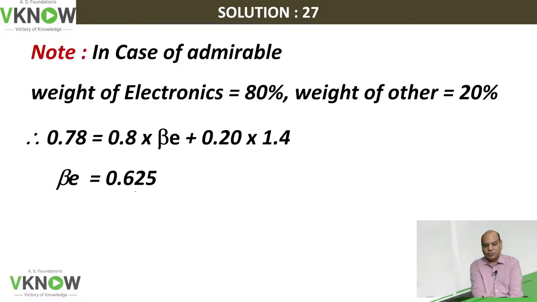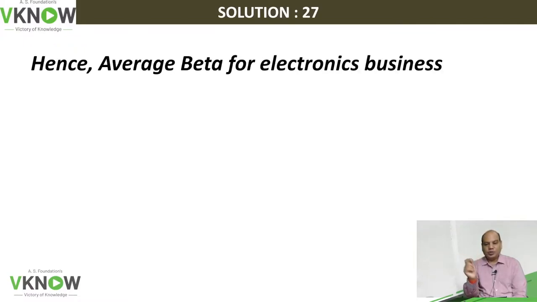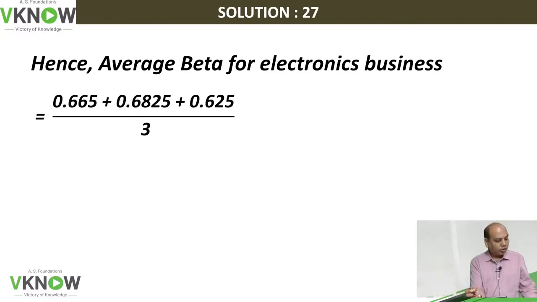So I got the answer from PV Divya, 0.625. Very good. Amazing. Some of you are really dedicated students. 0.625. Hence average beta for electronics business. This is for Superior, this is for Admirable electronic business, this is Meritorious electronic business. So overall beta, you can write in bracket overall beta.